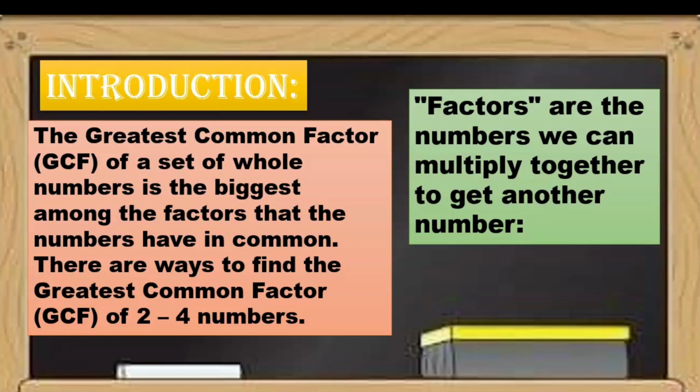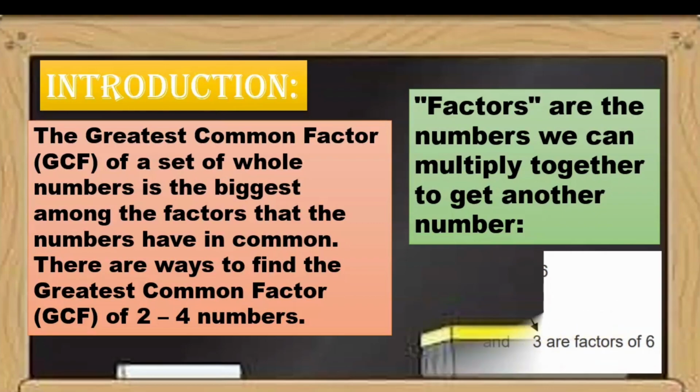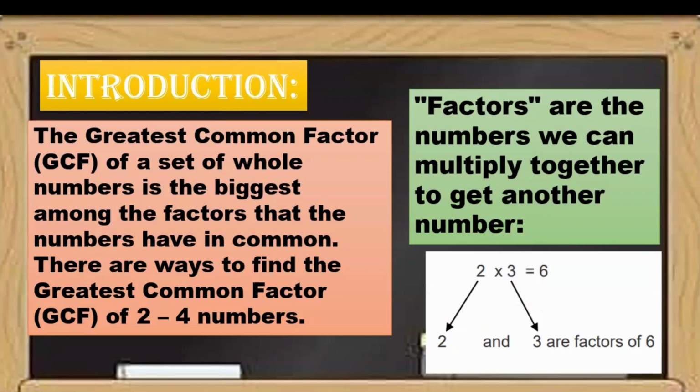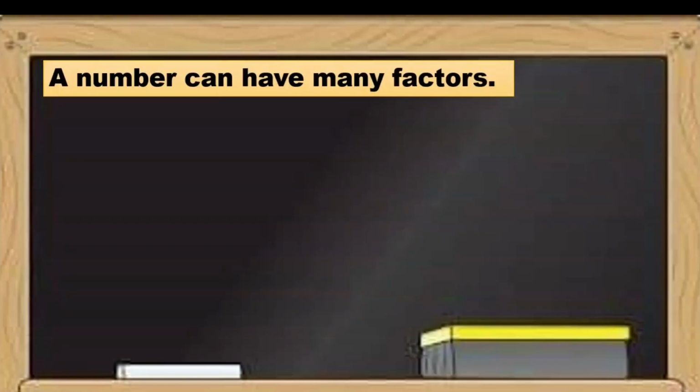What are factors? These are the numbers we can multiply together to get another number. Example, 2 times 3 equals 6. The numbers 2 and 3 are the factors of 6. A number can have many factors.